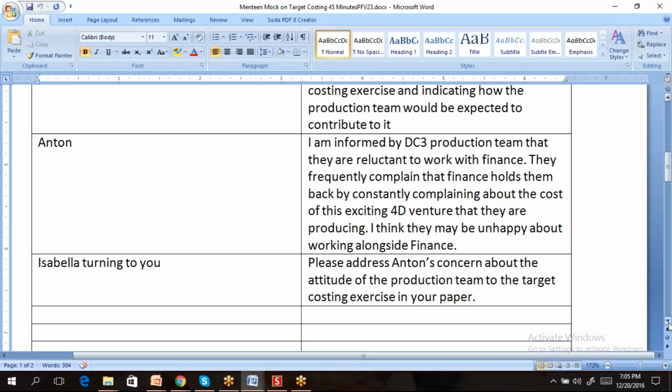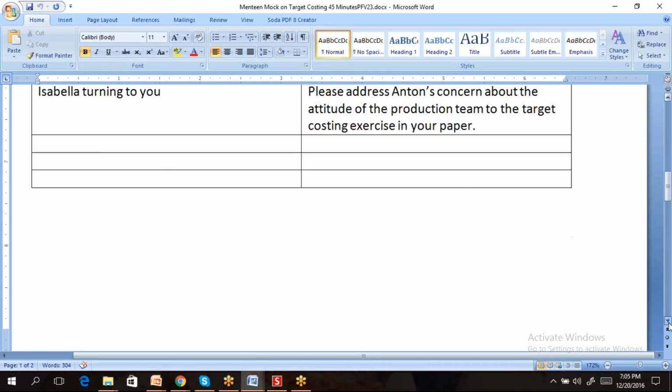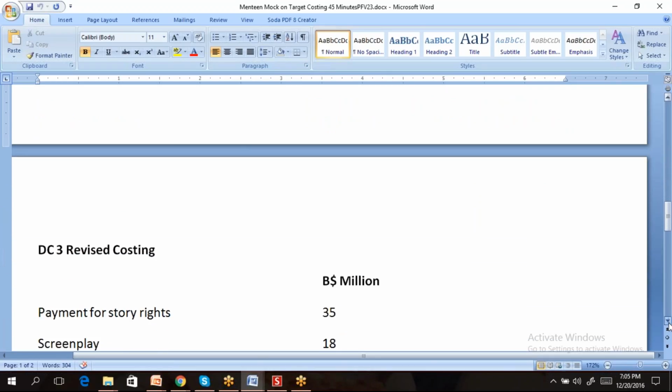So then again, Isabella is turning to you and says, hey, Zohaib, please address Anton's concern about the attitude of the production team to the target costing exercise in your paper. Attitude of a non-financial section to the production section, to the finance section. Typical things that we see in an organization. So let's look at this costing that our friend has done.